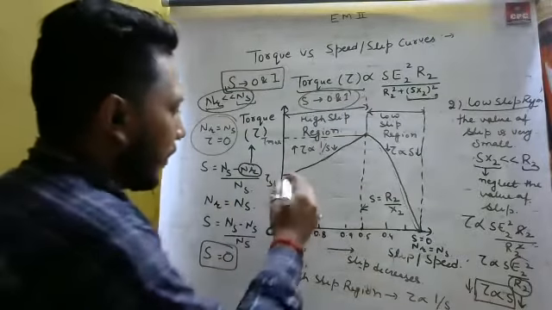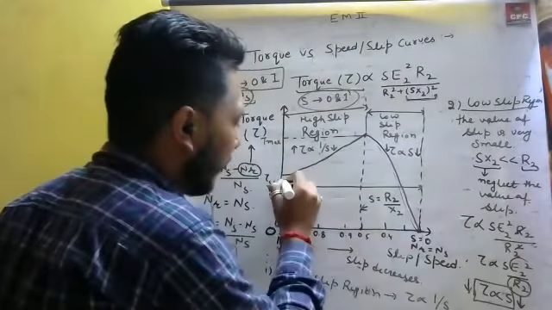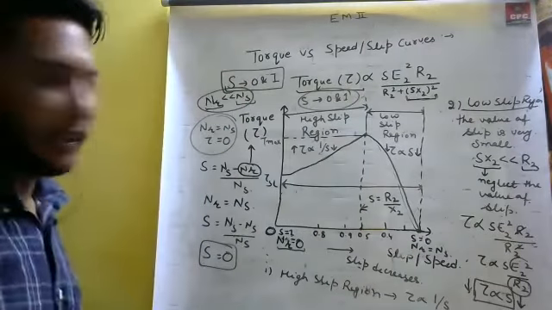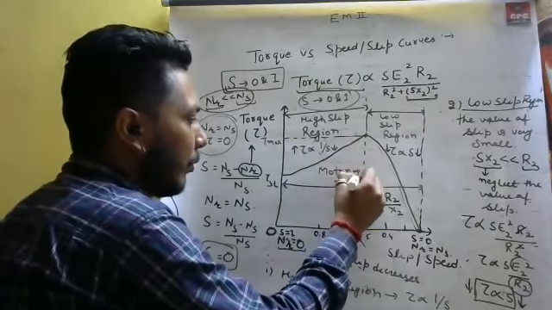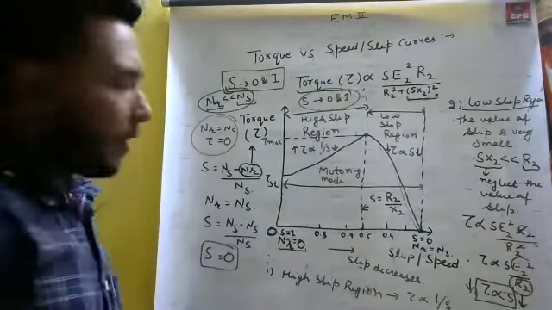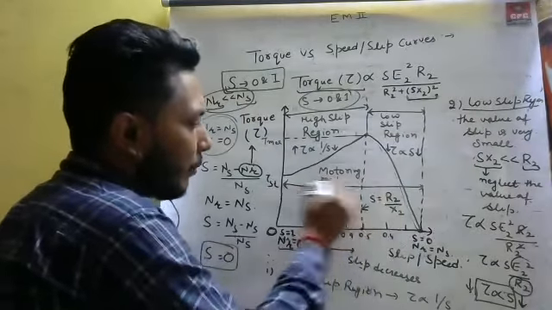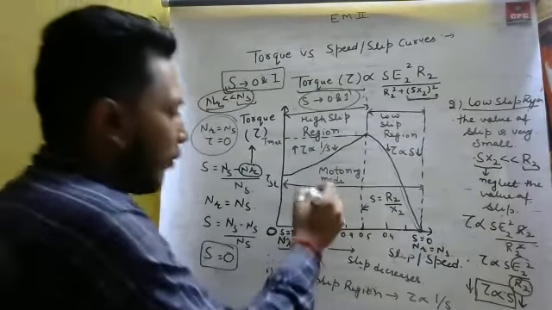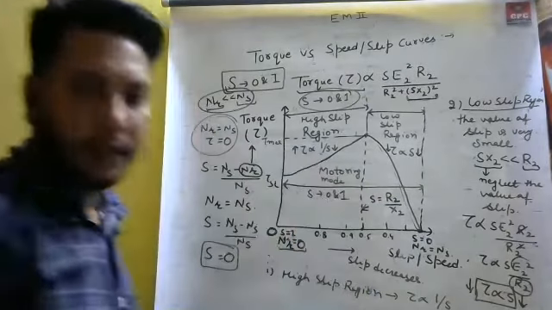When slip lies between 0 and 1, this is your motoring mode. In motoring mode, we are talking about the induction motor. So that's why I write here, from this point to this point, this is your motoring mode. In motoring mode, the value of slip lies between 0 and 1.